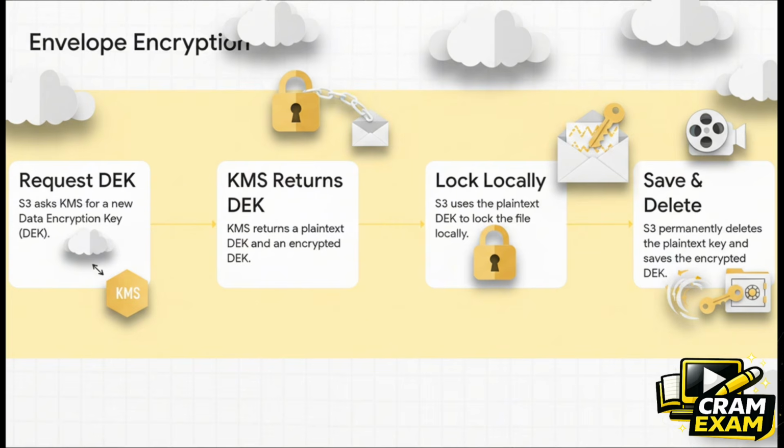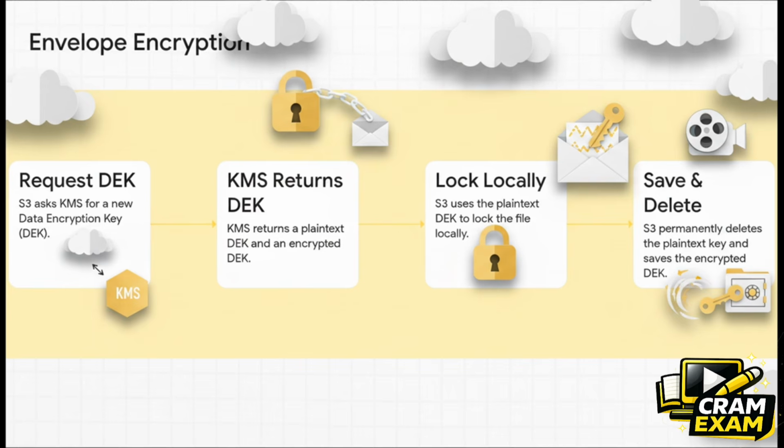So when you upload that massive video to S3, S3 makes a really quick API call over to KMS. It basically asks KMS to generate a brand new, completely unique symmetric data encryption key, or DEK. KMS creates that data key, uses your master KMS key to encrypt a copy of it, and then it hands both the plaintext data key and the encrypted data key right back to S3. From there, S3 uses that plaintext data key to quickly lock up your video file right there on the local storage server. Then, and honestly, this is the genius part, it permanently deletes the plaintext key from memory, and it just saves the encrypted data key right next to your newly encrypted video file.